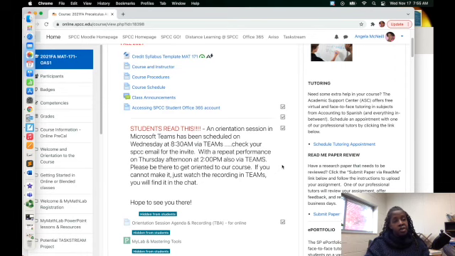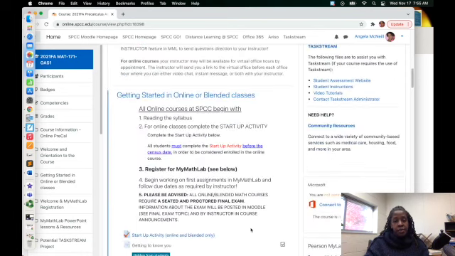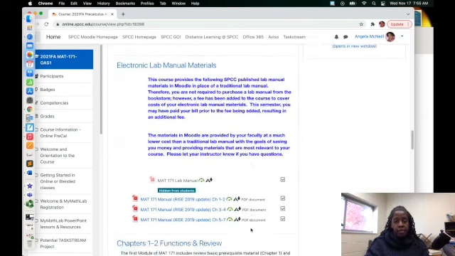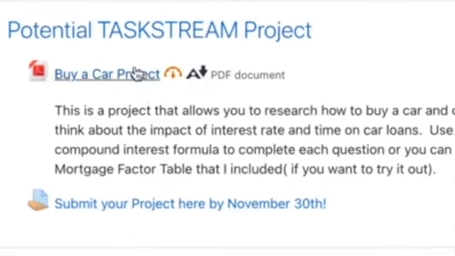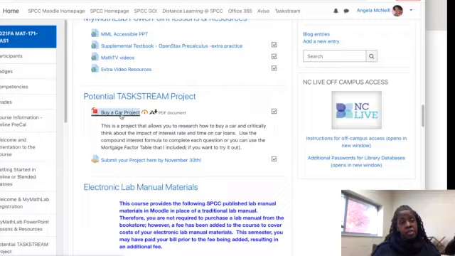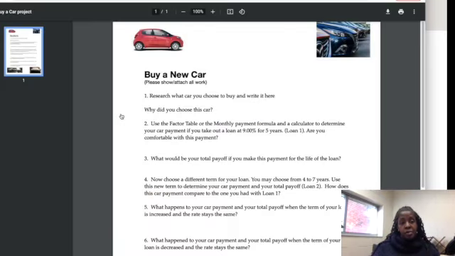I want to talk to you about your project. So I'm coming down here where I believe I put potential task frame project for you. And in this case, it's the buy a car project. So I want to click on it and walk you through how you are to do this. I tried to make it a one pager, and this is a one pager with 8 questions.